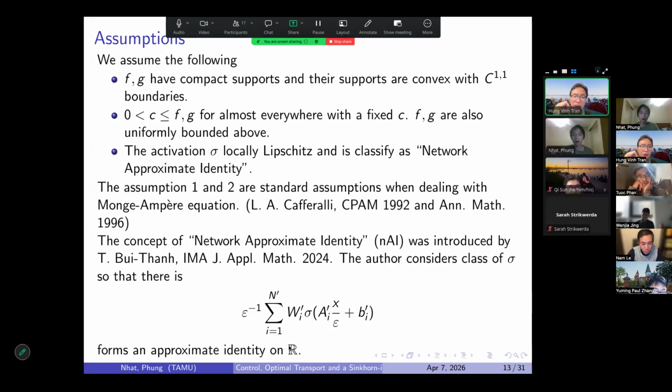You mean that f and g are strictly positive inside the support, right? Yes. Actually, we only need to consider within the support. Right, I think this should be within the support. Okay, thank you. Yes, I should clarify this. It should be almost everywhere on the support.